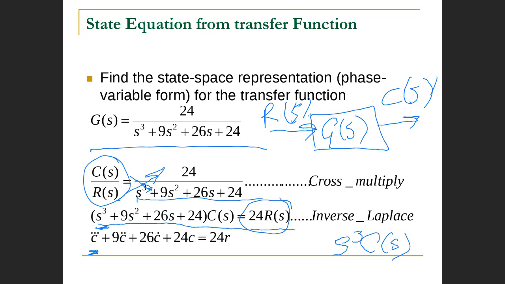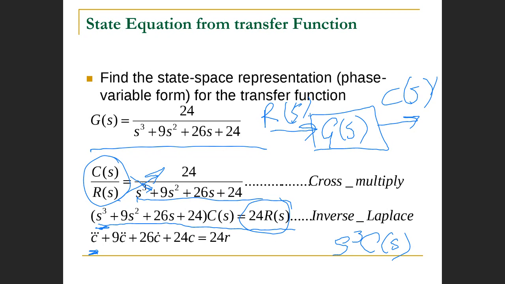All right, so we now have a time domain function, and it's a third order system. Therefore, how many state variables do we need? That's a question. How many state variables do we need? Go ahead, Bruce. Four? We need three. Thank you. We need three, because for a third order system, we need 3 state variables.